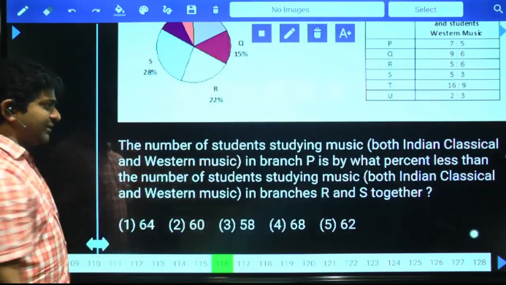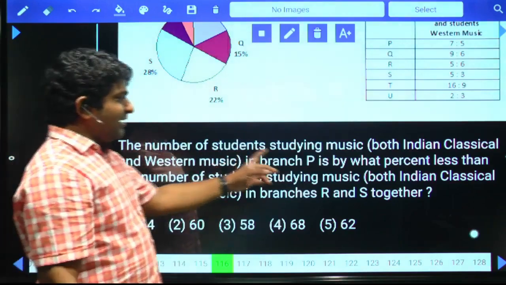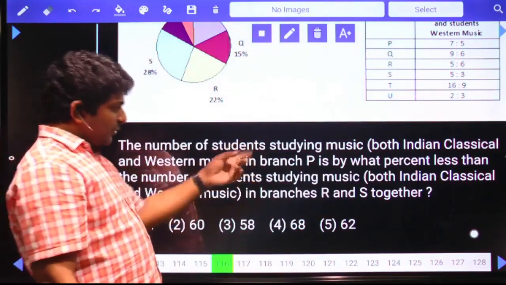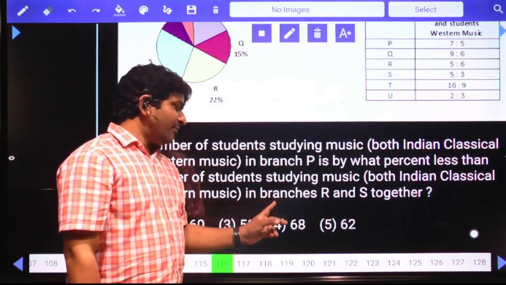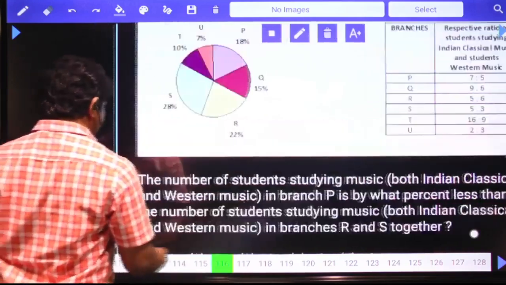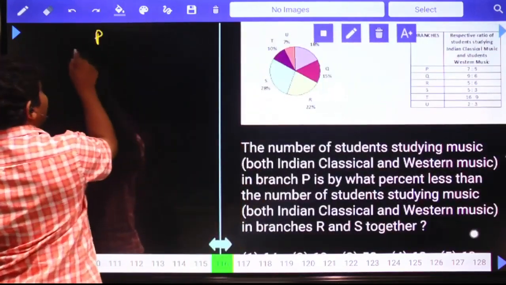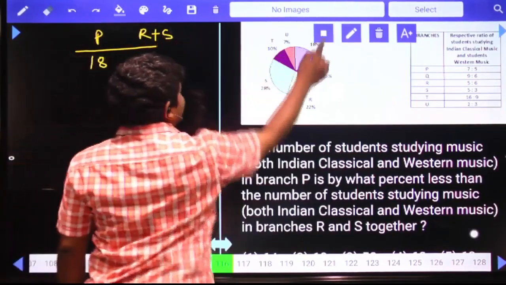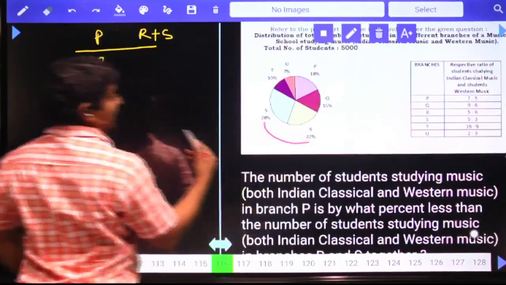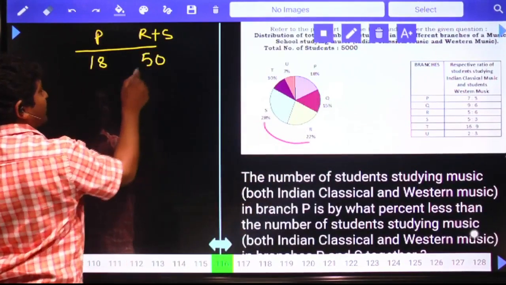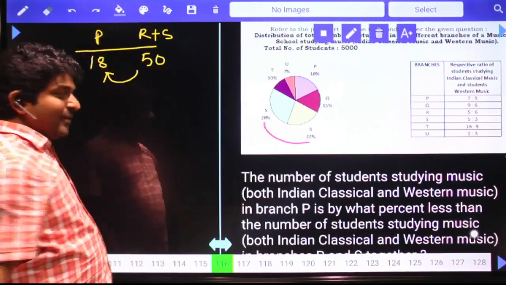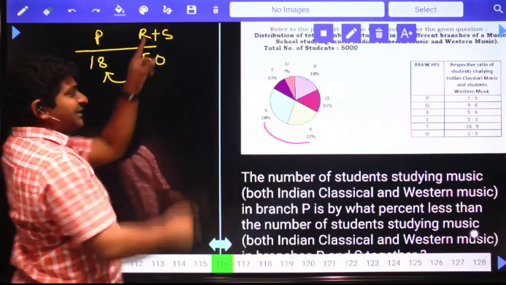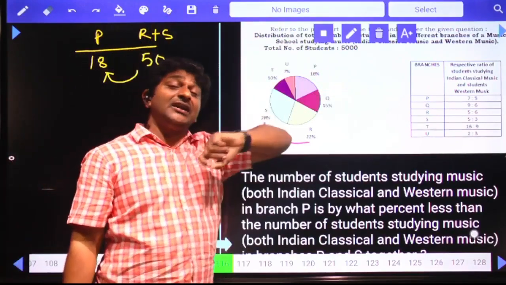Number of students studying music, both Indian and Western in branch P is by what percentage less than number of students studying music, both Indian and then Western from branches R and then S. P is equal to 18% R and S together. R and S together, that is equal to 50. Now your question is how much percentage less? Because 18% is calculated on 5,000 and 50% is also calculated on 5,000. Both are calculated on same number.